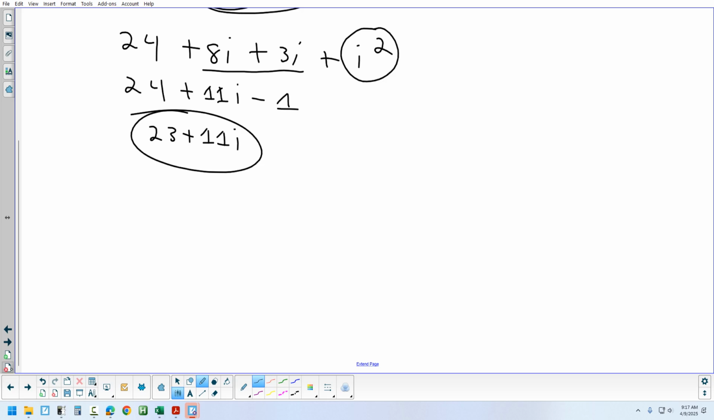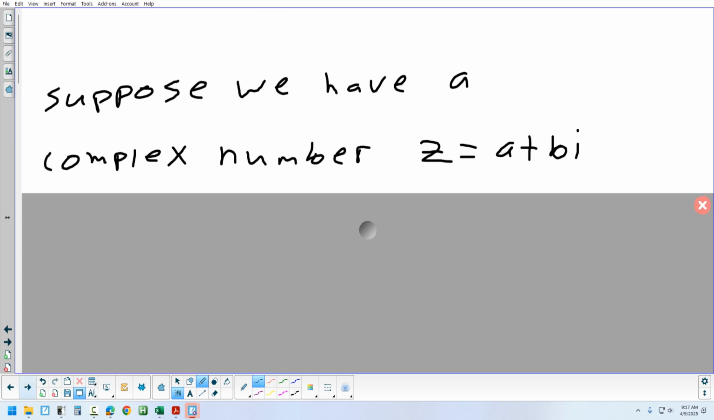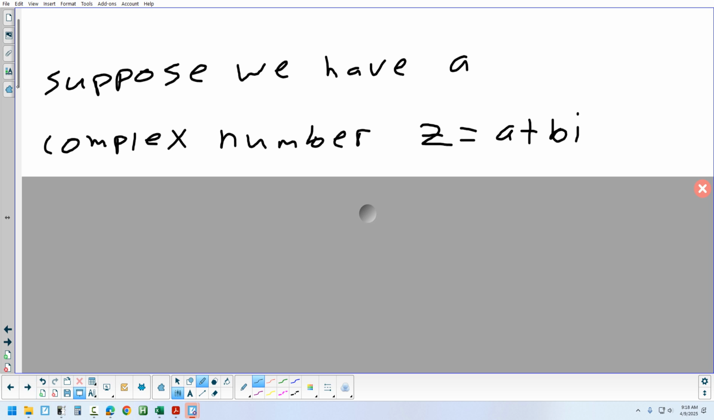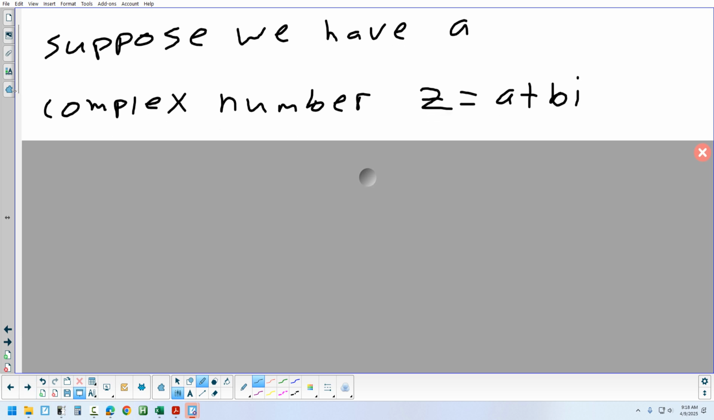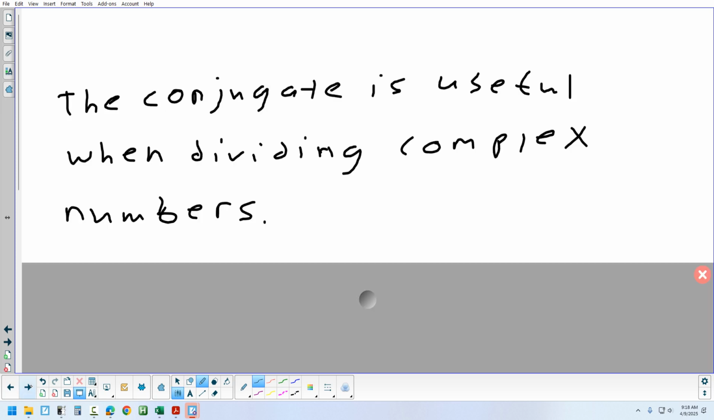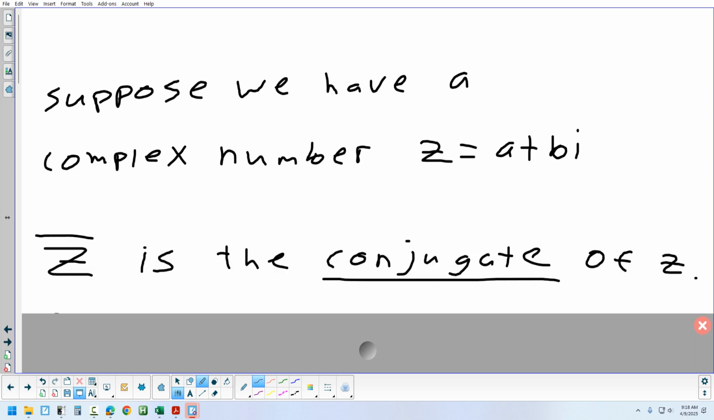All right. So that brings us to the last thing, which is dividing. In order to divide, you have to know how to multiply. That's how you do it. And there's one thing I have to show you before we divide, which is what's called the conjugate. We're going to need to use this thing called the conjugate when we divide complex numbers.